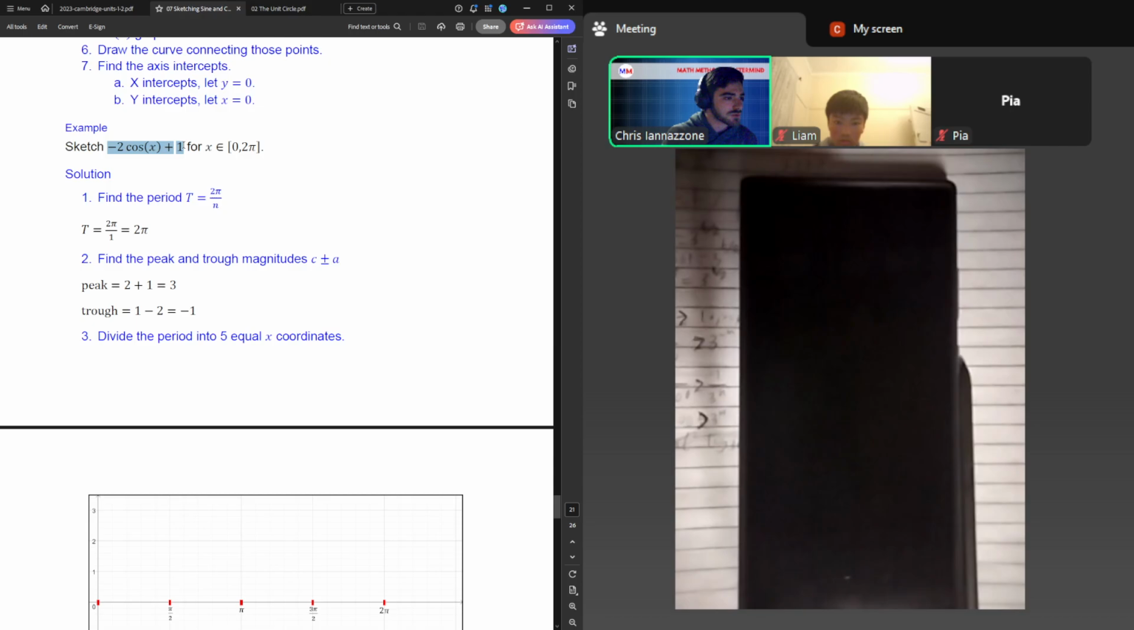So let's give it a shot. Negative 2 cos x plus 1. And we're going to sketch it from 0 to 2 pi. So period, that's easy. N is 1, so period is 2 pi.